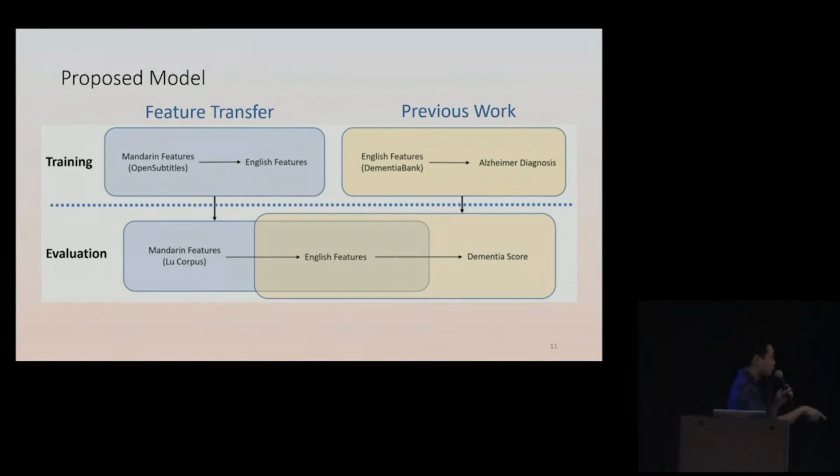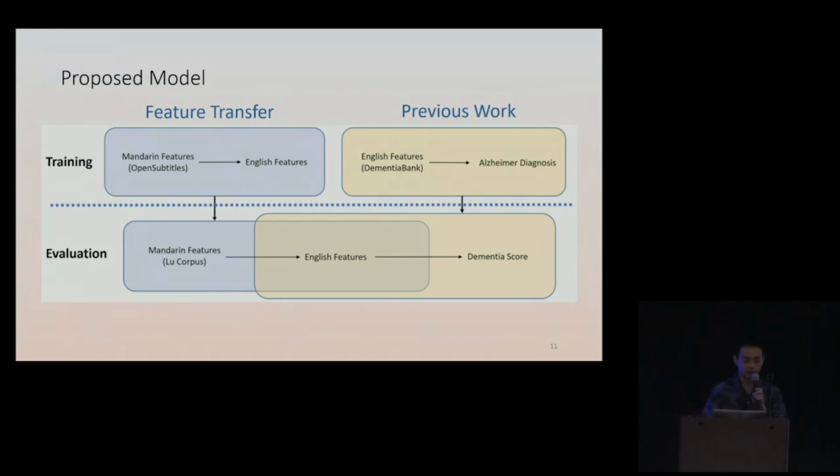And at the bottom here, we have the evaluation. So given a new transcript of a Mandarin picture description, we extract the features in Mandarin. We feed it through the first model to get a bunch of English features that correspond to the Mandarin features. And then next, we feed it through the second model to get a prediction of how much dementia this person has.